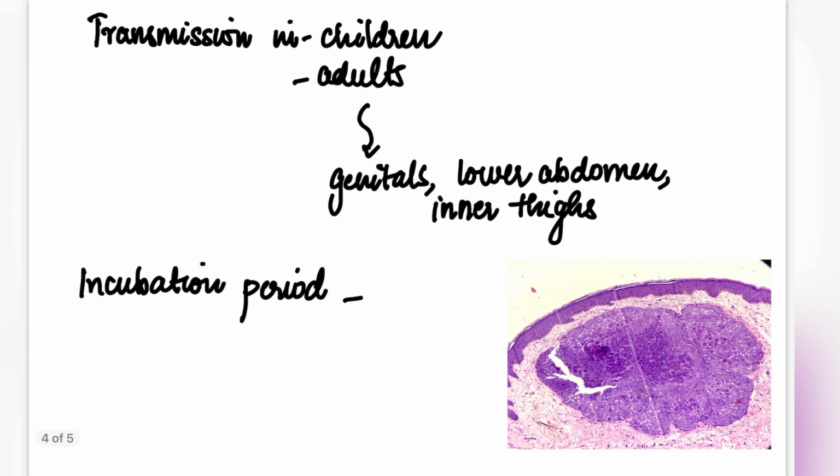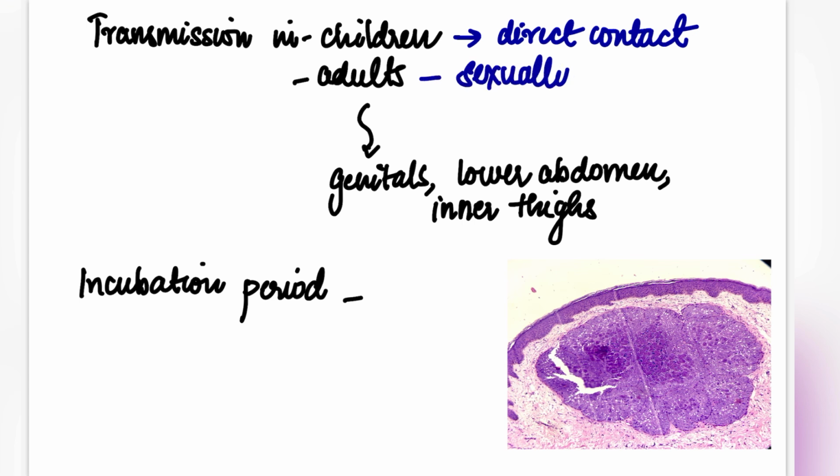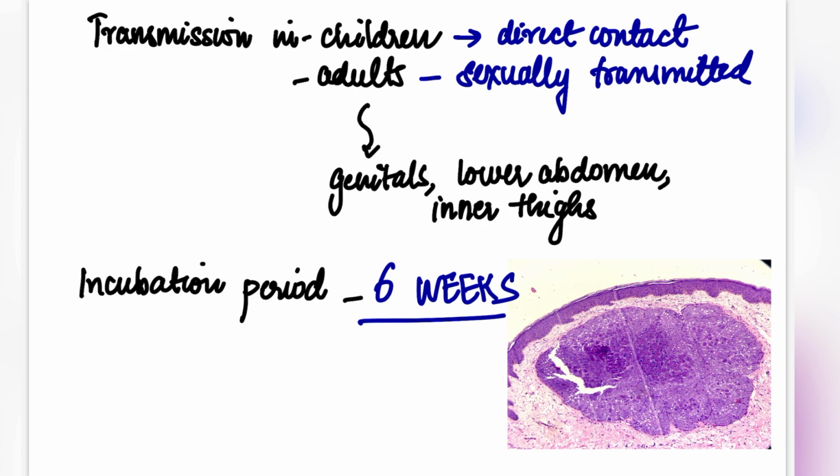So what is the mode of transmission? In children, this is usually transmitted by direct contact or sharing of articles, and in adults it is usually sexually transmitted, and hence the lesions are usually seen in the genitals, lower abdomen and inner thighs. The incubation period of this virus is 6 weeks. Please remember it's not 4 weeks as given in the option, it is 6 weeks.